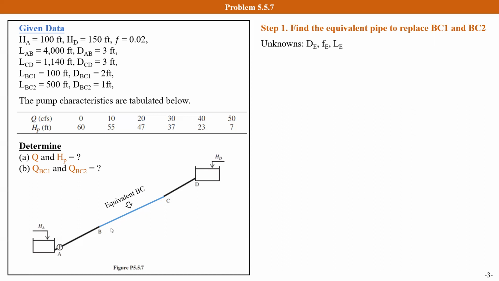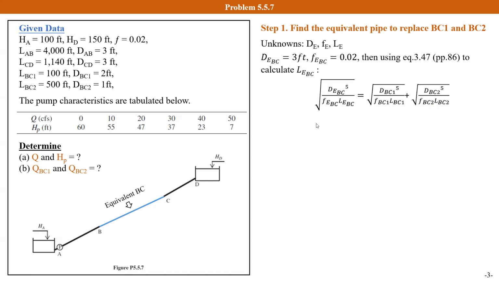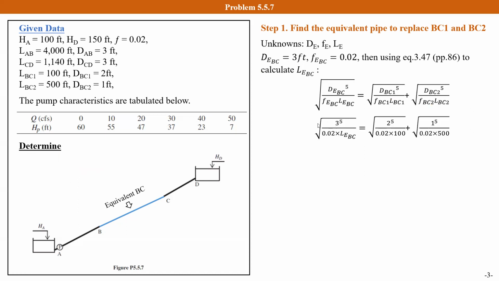Because pipes AB and CD have the same diameter, which is equal to 3 feet, and the same friction factor equal to 0.02, we assign the diameter equal to 3 feet and the friction factor equal to 0.02. Then by applying equation 3.47, we can calculate the value of the equivalent length of pipe BC. It equals 652 feet.